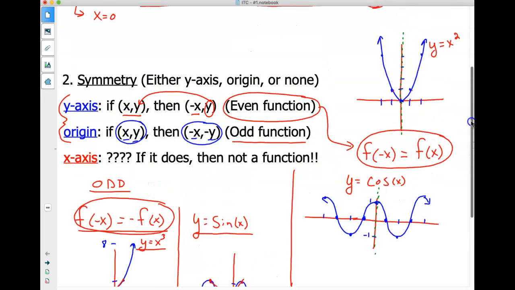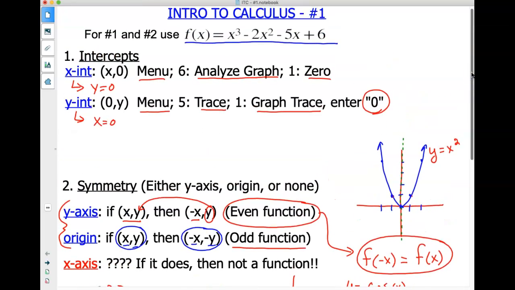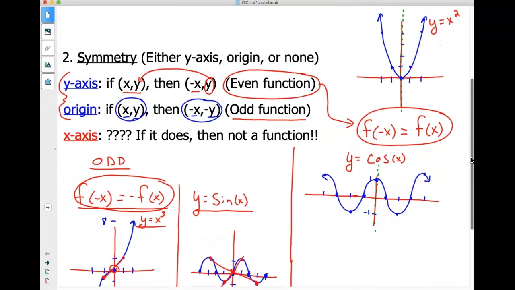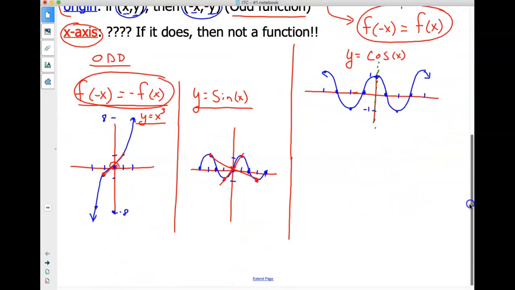knowing the symmetry, number 1, and being able to find x and y intercepts, number 2, on a graph. We do not have x-axis symmetry. Well, we do have x-axis symmetry. Some graphs do, but if you do have x-axis symmetry, then it's not a function because then you're hitting 2 points. What are you talking about, Kruger?